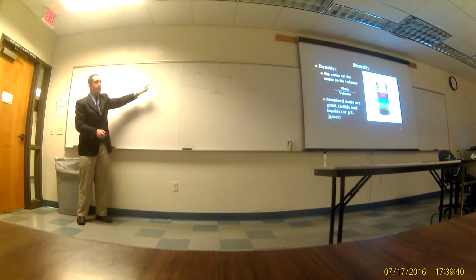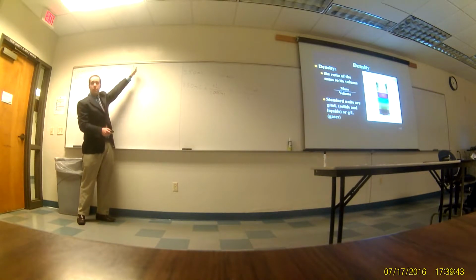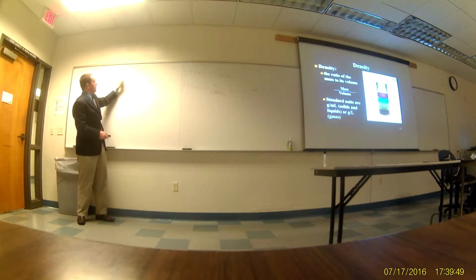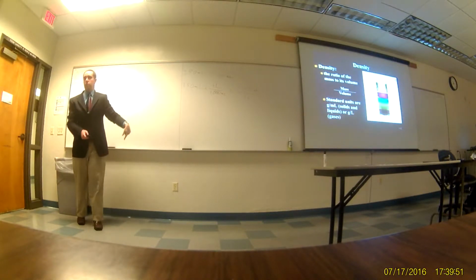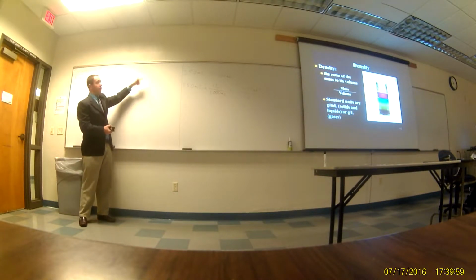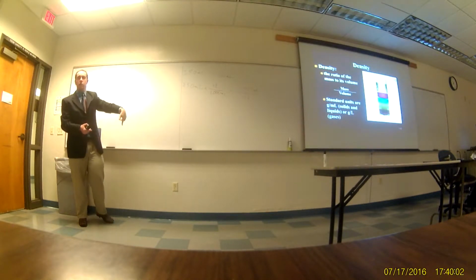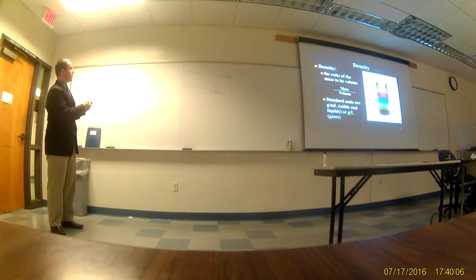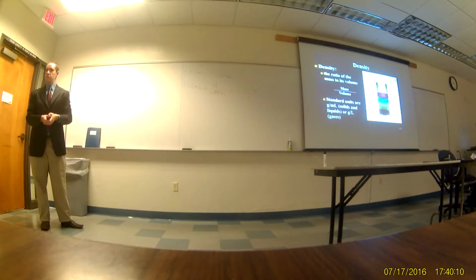Can you repeat that? If mass goes up, density goes up. If volume goes up, density goes down. Because it's divided. Because you're dividing by a larger number, so your answer is going to go down. So if mass goes down, density goes down. If volume goes down, density goes up. Basically, mass and density go in the same direction. Volume and density go in opposite directions.